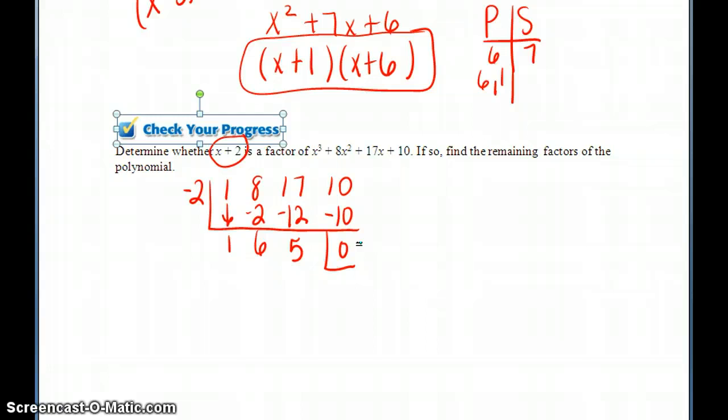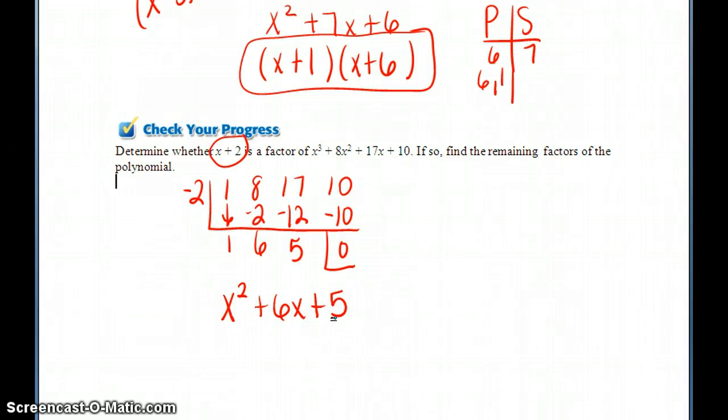So now this 1, 6, and 5 will be a depressed polynomial. And I started out originally with an x to the third function. This is going to give me 1 degree less. So x squared plus 6x plus 5 is my depressed polynomial.